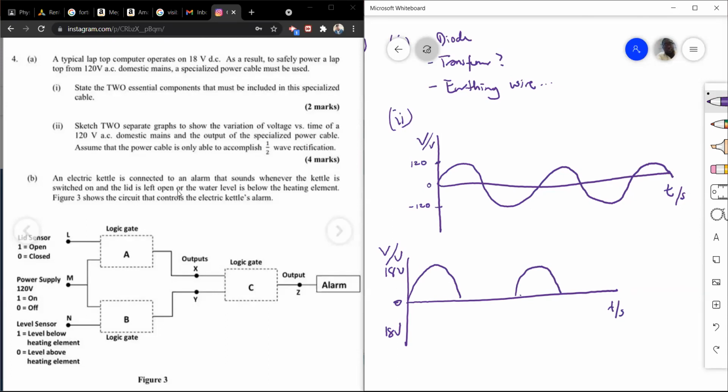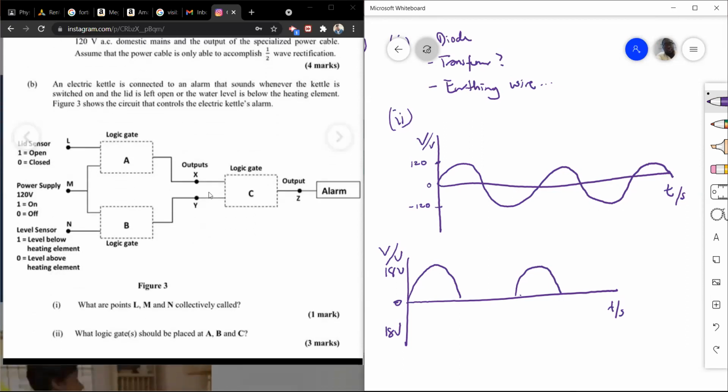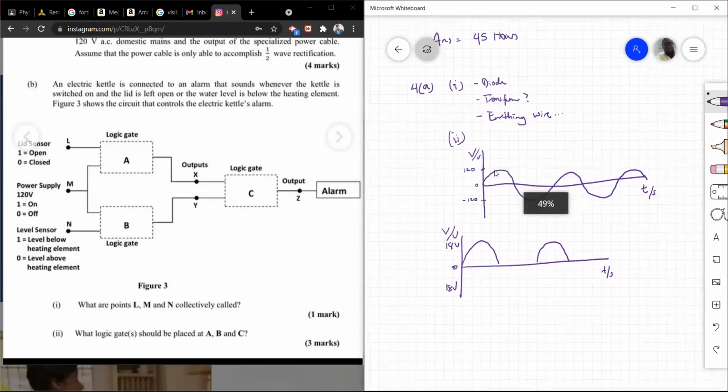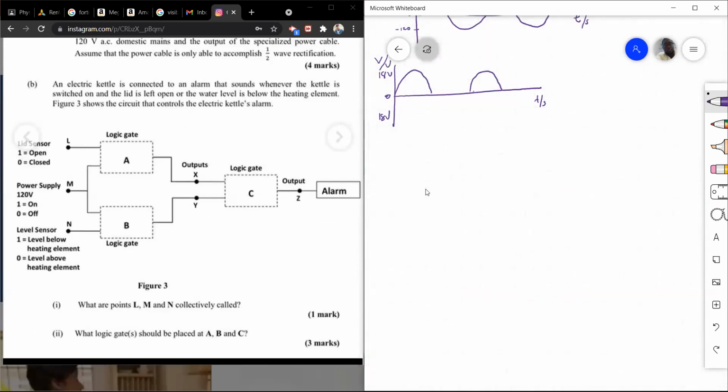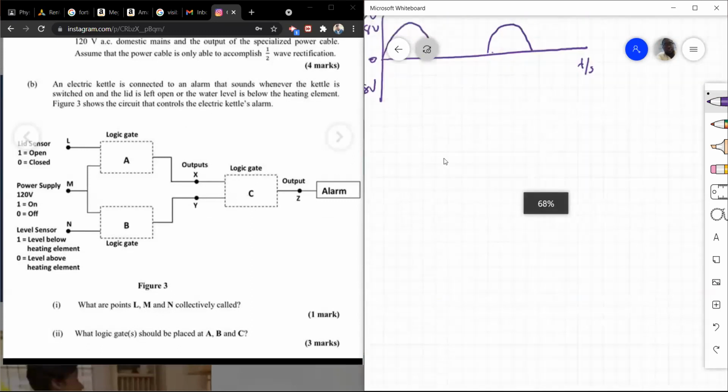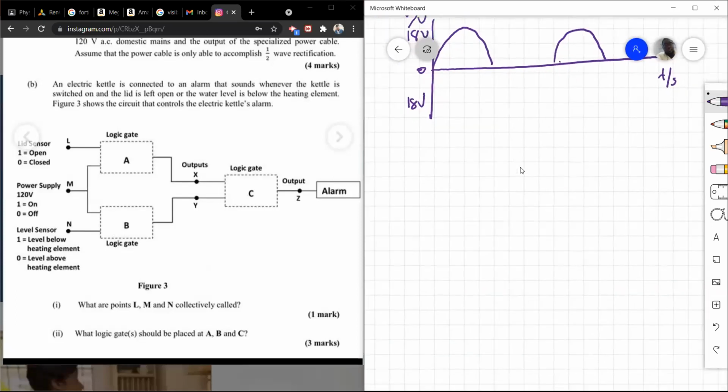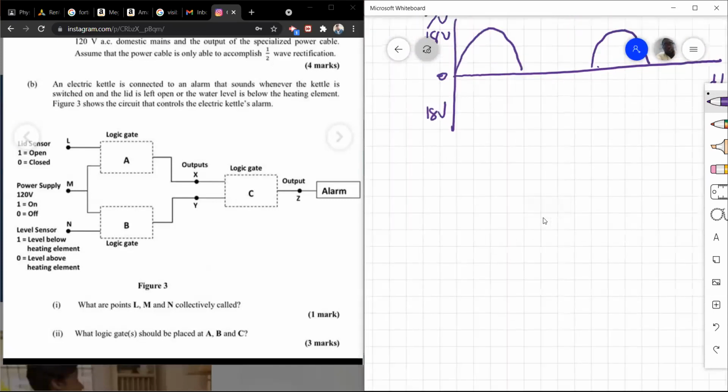An electric kettle is connected to an alarm that sounds whenever the kettle is switched on and the lid is left open or the water level is below the heating element. Oh my God. There's so much thinking. Figure 3. Figure 3 shows the circuit that controls the electric kettle's alarm. What are the points L, M, and N collectively called? Sorry, input. Thank you.